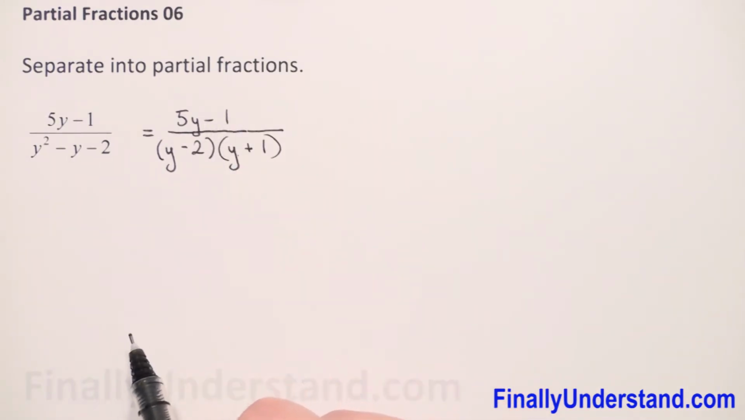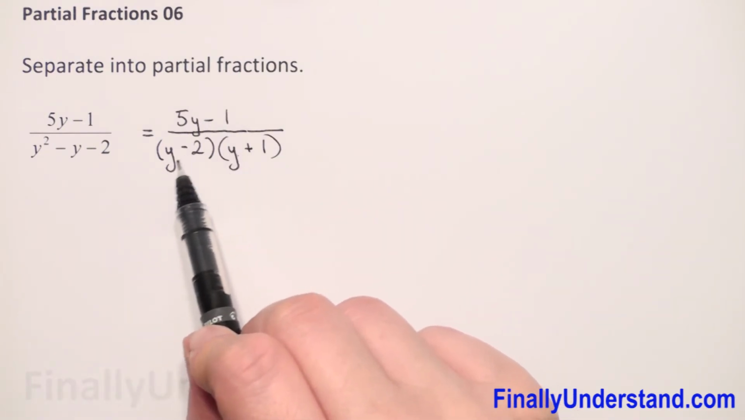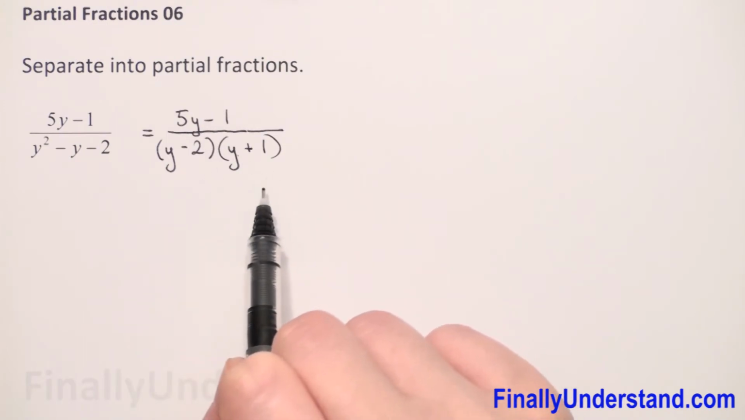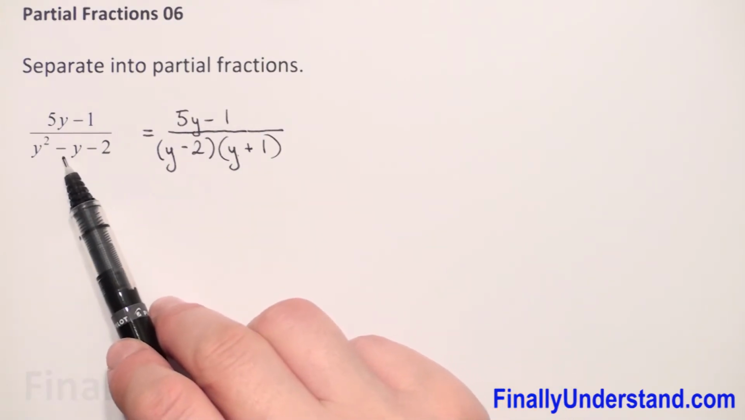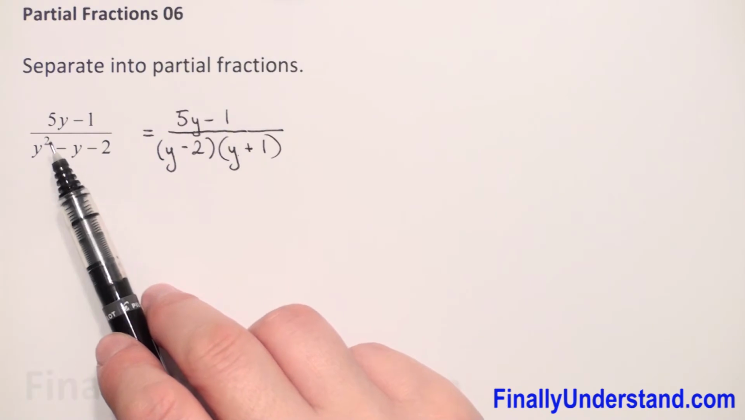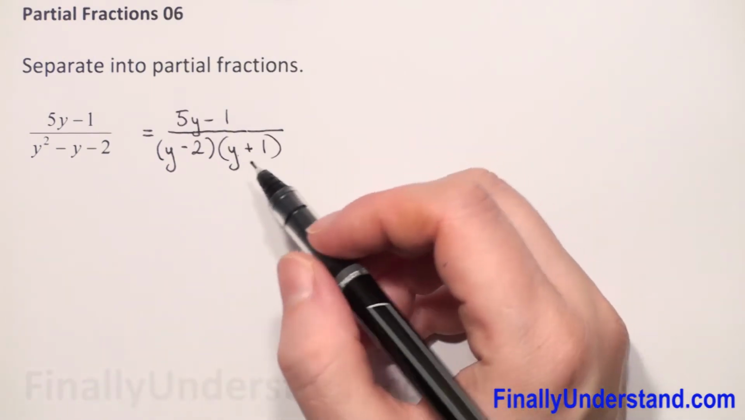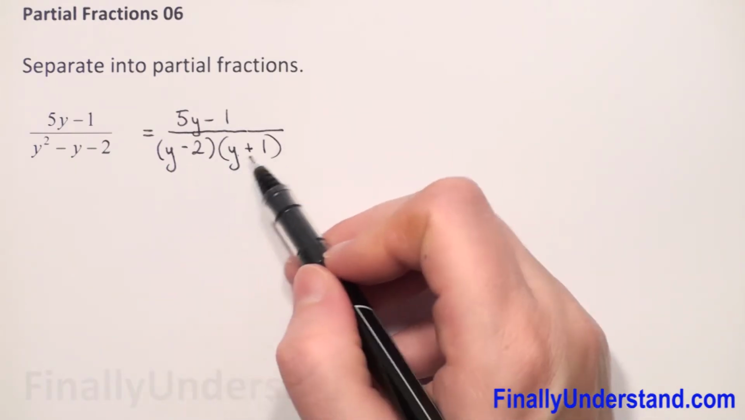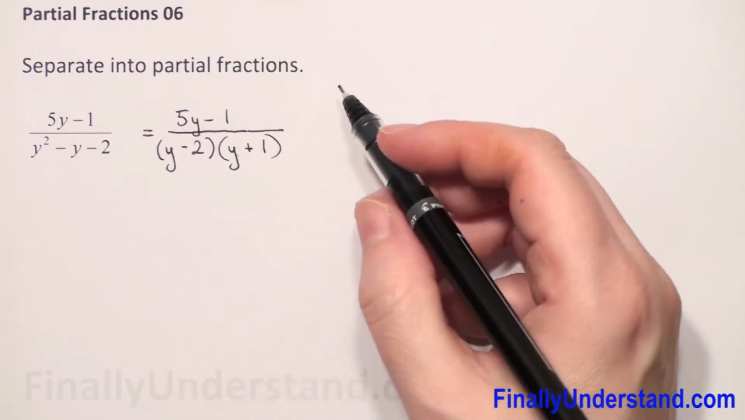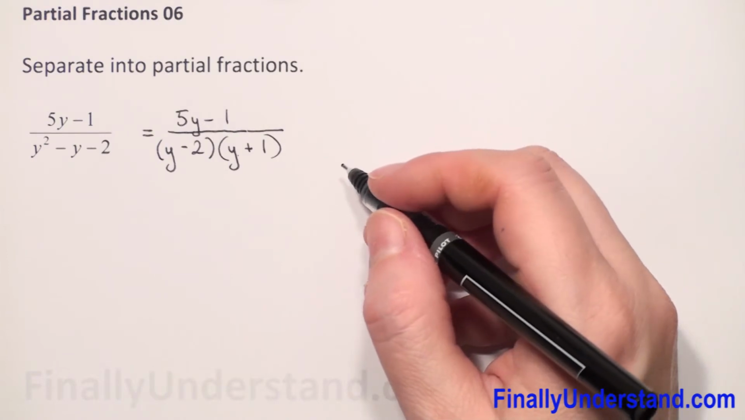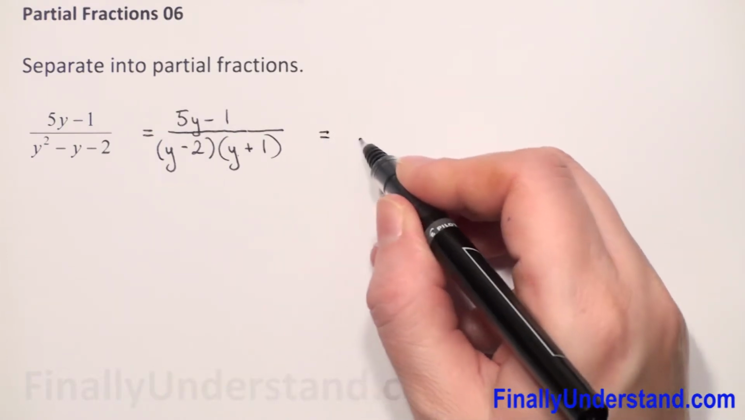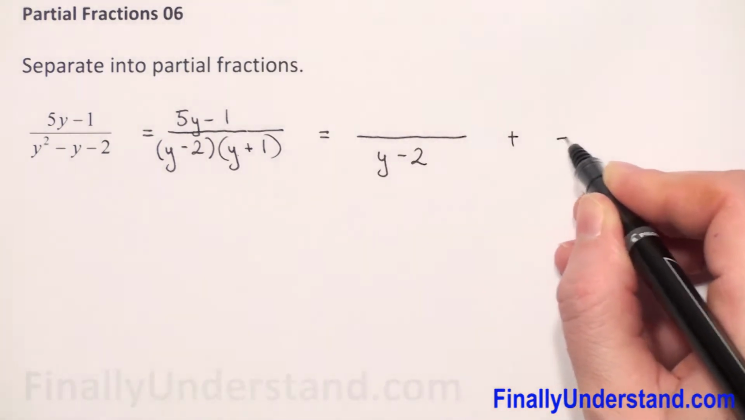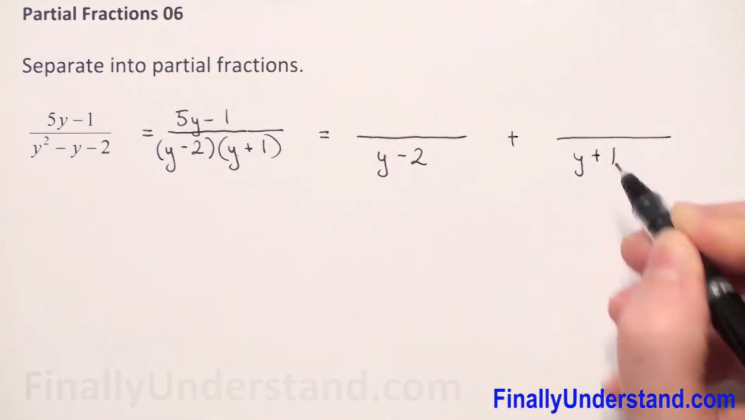So everything is okay. If you multiply every term in the first parenthesis by every term in the second parenthesis and you combine the like terms, you will get exactly the same what we have at the beginning in the denominator. So now when we factorize our denominator, every factor now become the denominator of our partial fractions. So this is equal, and first denominator is y minus 2, and the second is y plus 1.